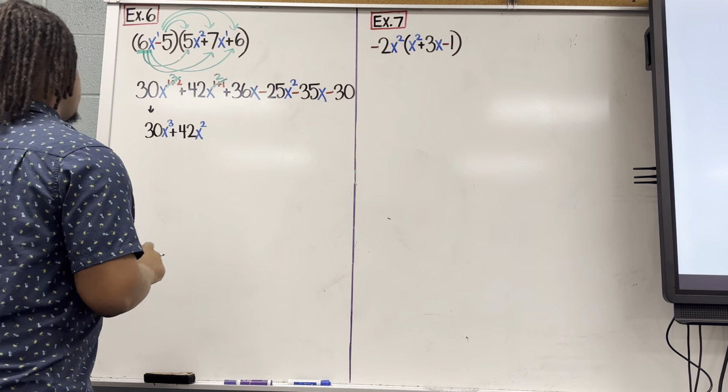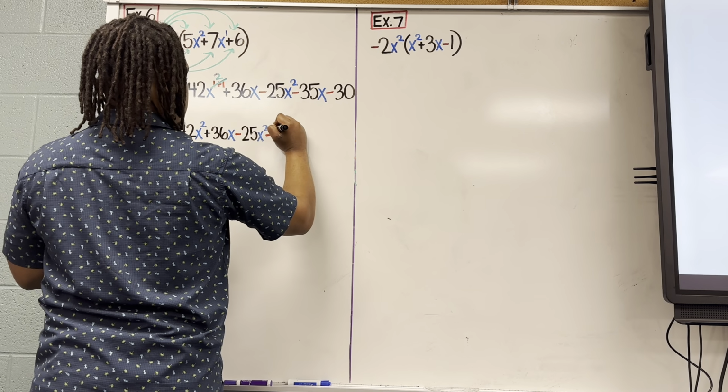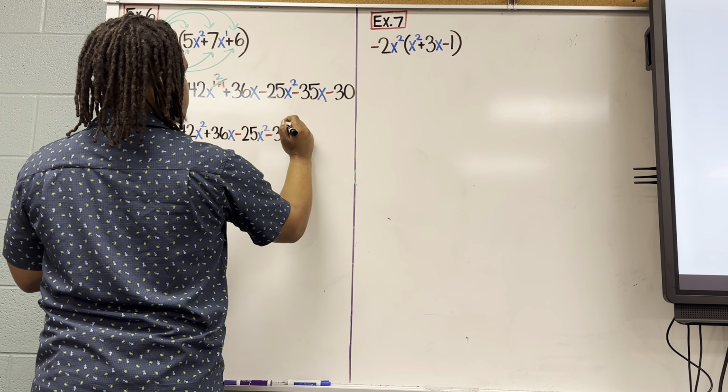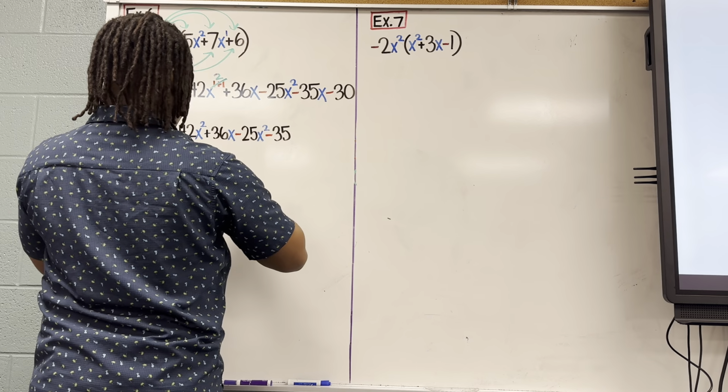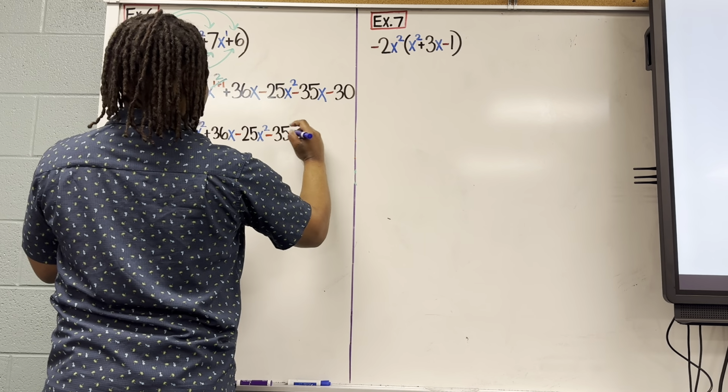minus 25x squared minus 35x minus 30, okay? So I'm gonna put that, excuse me, minus 35x minus 30.